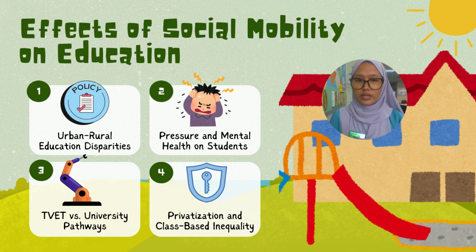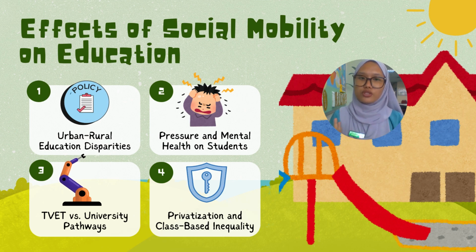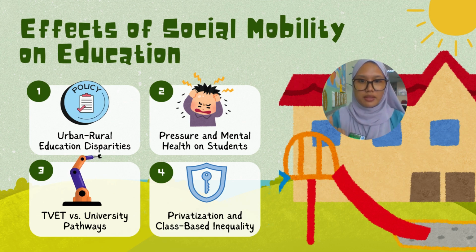After we know what the definitions of social mobility are, now we are moving to the highlights of this presentation, which are the effects of social mobility on education. There are four main points of the effects, and the first one is urban-rural education disparities. Second one, pressure and mental health on students. Third one, TVET versus university pathways. And the last one is privatization and class-based inequality.